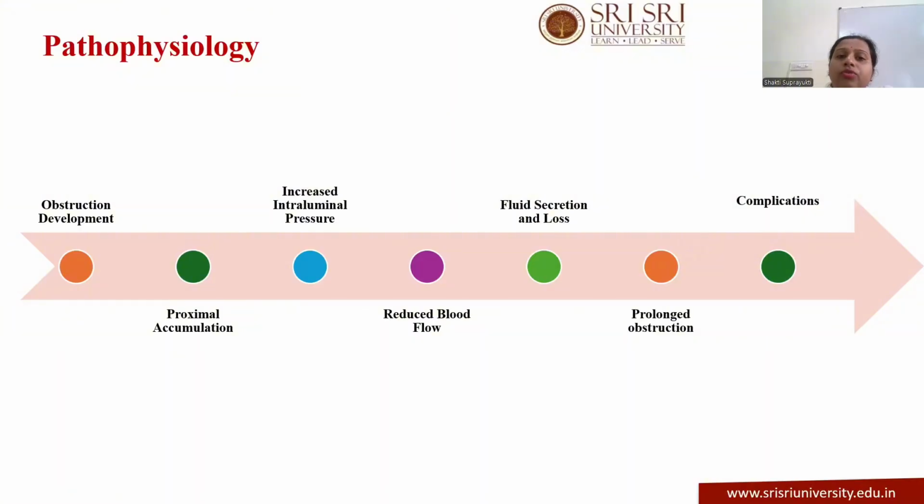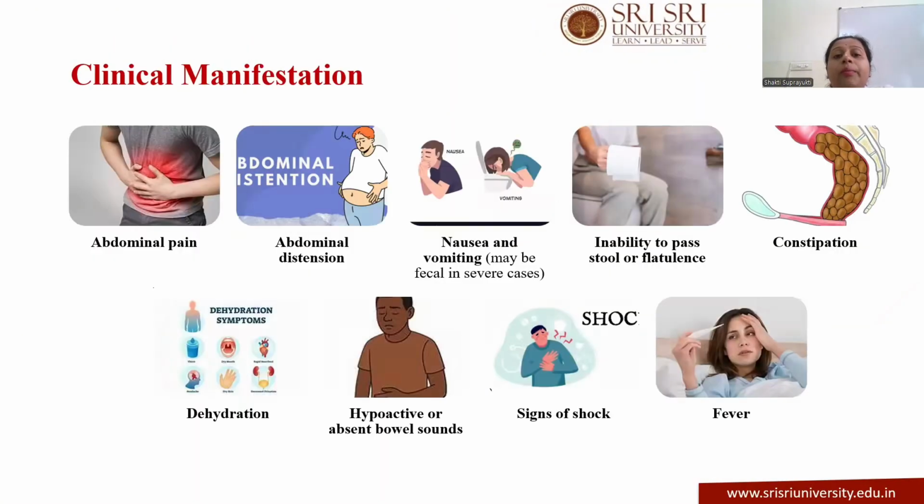Then the clinical manifestation. In clinical manifestation, what signs and symptoms do we see? First, number one is abdominal pain, then abdominal distension due to the blockage, then nausea and vomiting because of the obstruction, then inability to pass stool or flatus because of obstruction, which also causes constipation and dehydration, then hypoactive or absent bowel sounds, then signs of shock, and fever because of infection and inflammation.